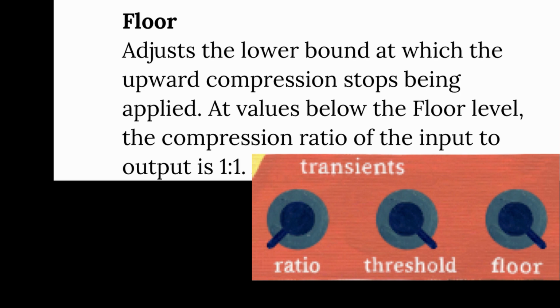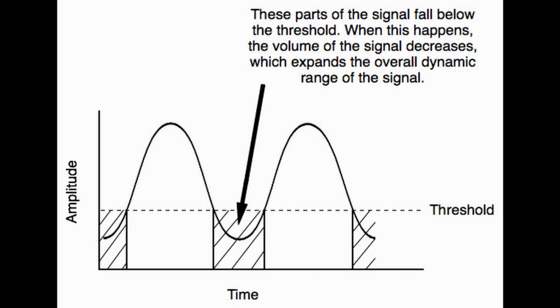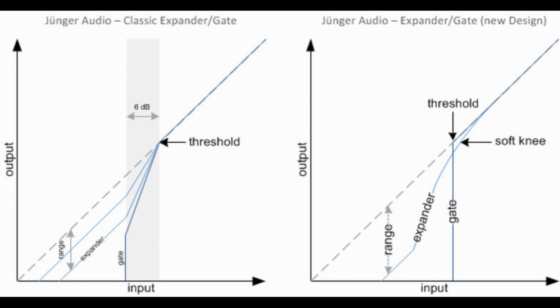Below the floor, the input signal is not affected by the ratio control. This is not expanding or gating sound below the floor, as expanding actively pushes a signal lower in volume until it's gated or cut off.